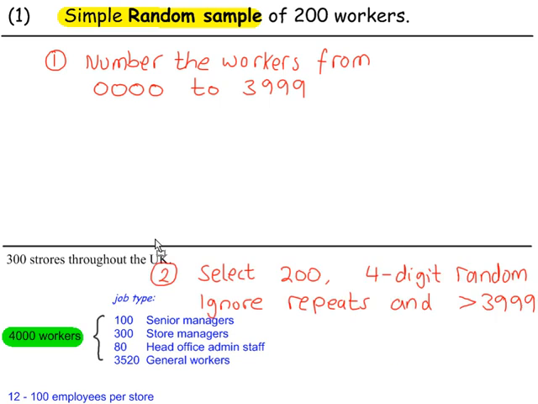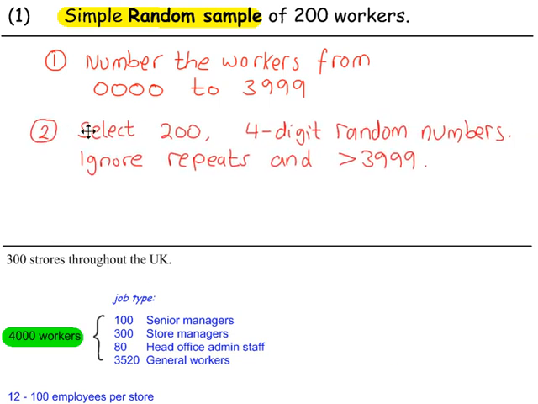Step 2, select 200 4-digit, because these are 4 digits here, random numbers. Ignore repeats, because we're looking for a simple random sample. We don't want the same person twice. And ignore numbers greater than 3,999, because no one has a number greater than that.